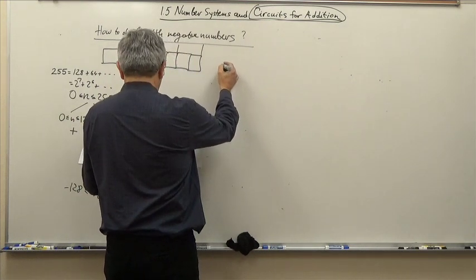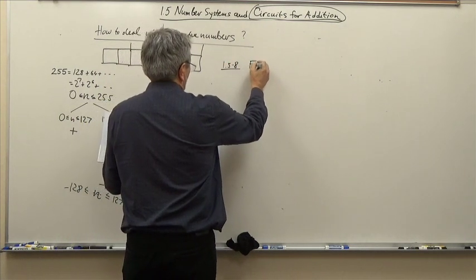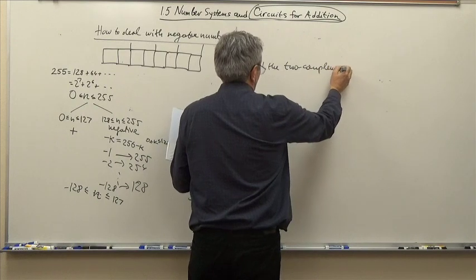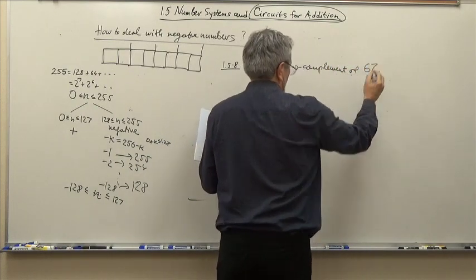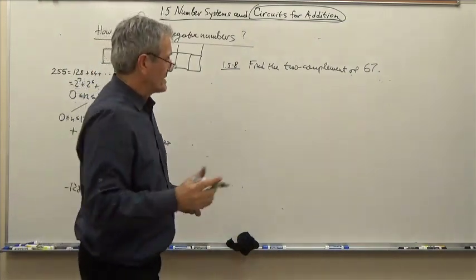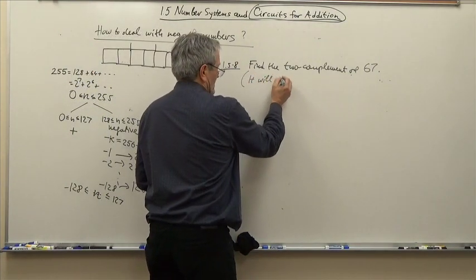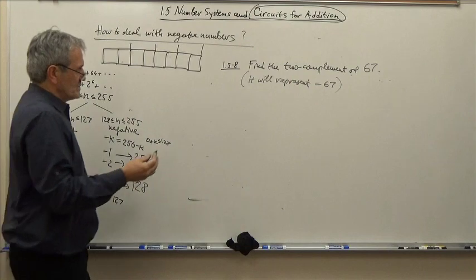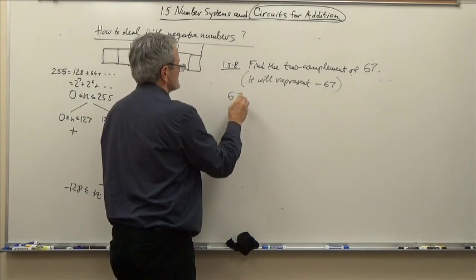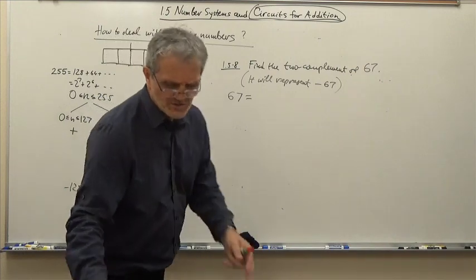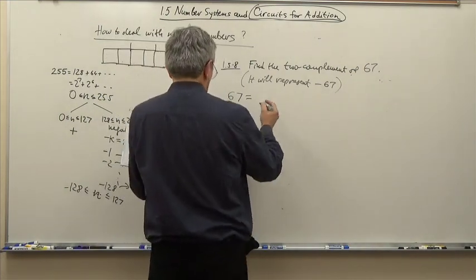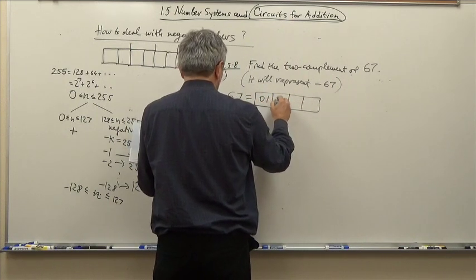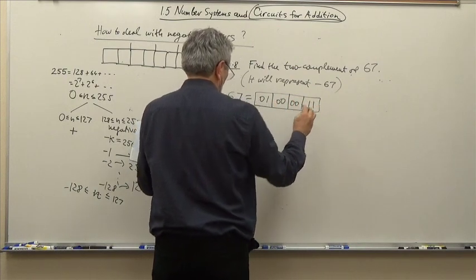Example one, find the 2 complement of 67. By the way, that binary number will represent negative 67. So what do we do? We start with 67. We represent 67 in binary code. And let me just copy that, I'm not going to repeat it. So 67 is like this. So here are the blocks. Blocks are 0, 1, 0, 0, 0, 0, 1, 1.